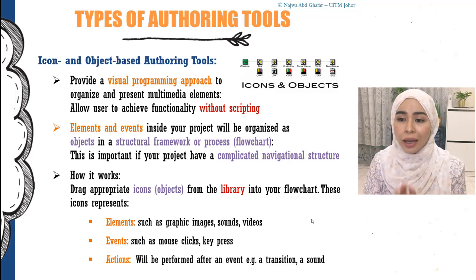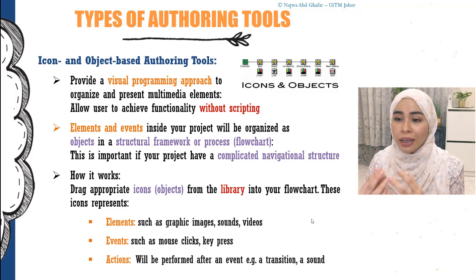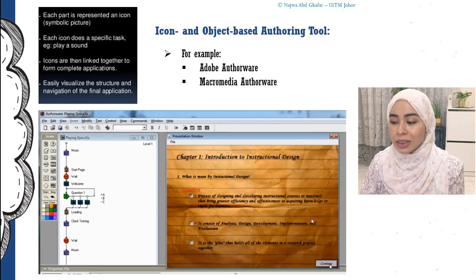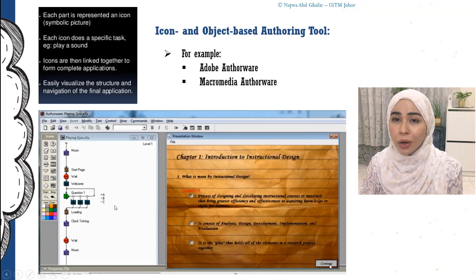But with icon and object-based authoring tools, you don't need to write your script. Instead, you can just use a visual programming approach. That's why this is called icon and object-based. Why? Because if you take a look at the example here, you have these different icons which you can just drag and drop inside your project whenever you need. So you don't have to write any coding for that.